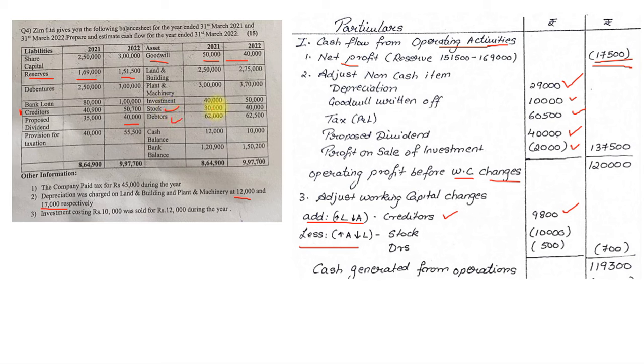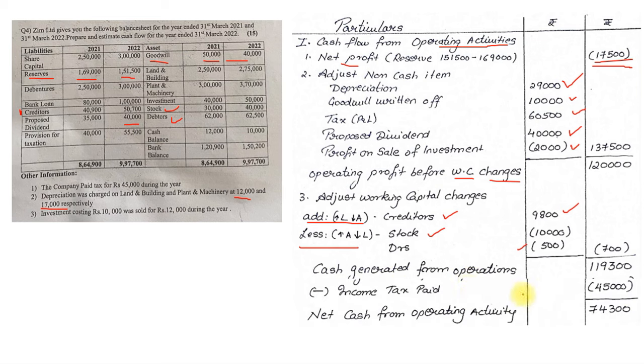From the asset side, goodwill, no; land, no; plant, no; investment, no; stock and debtors. These are the two current assets. Stock was 30,000, it became 40,000. 10,000 increase in asset comes under the less. So stock 10,000. Debtors was 62,000, became 62,500, increased by 500, again under less. So 9,800 minus 10,000 minus 500 gives you negative 700. So 1,20,000 minus 700 is 1,19,300, which is nothing but cash generated from operations.